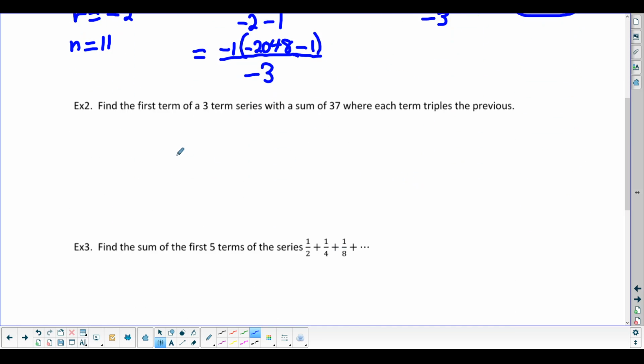Okay, so let's try this next one. It says find the first term. So I'm going to write right away here, it wants us to find A. A is the thing we're trying to find.